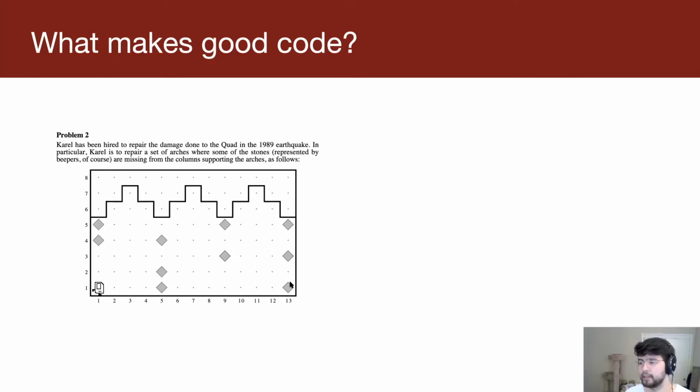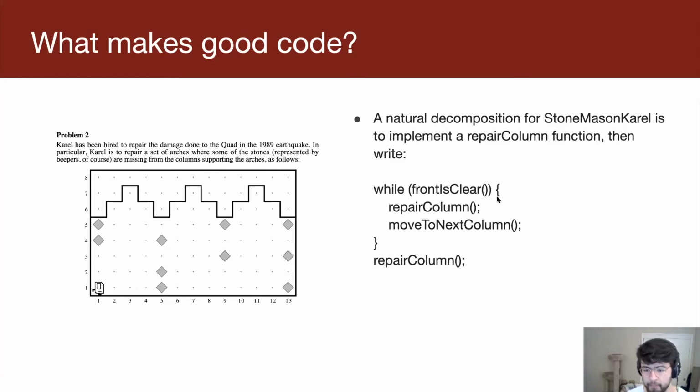Break your problem down into small components that you can reason about in isolation, and then put them all together into a solution that works. A natural decomposition for this is: while front is clear, so while we haven't hit this wall, repair a column and then go to the next column, and then repair the column and go to the next column.